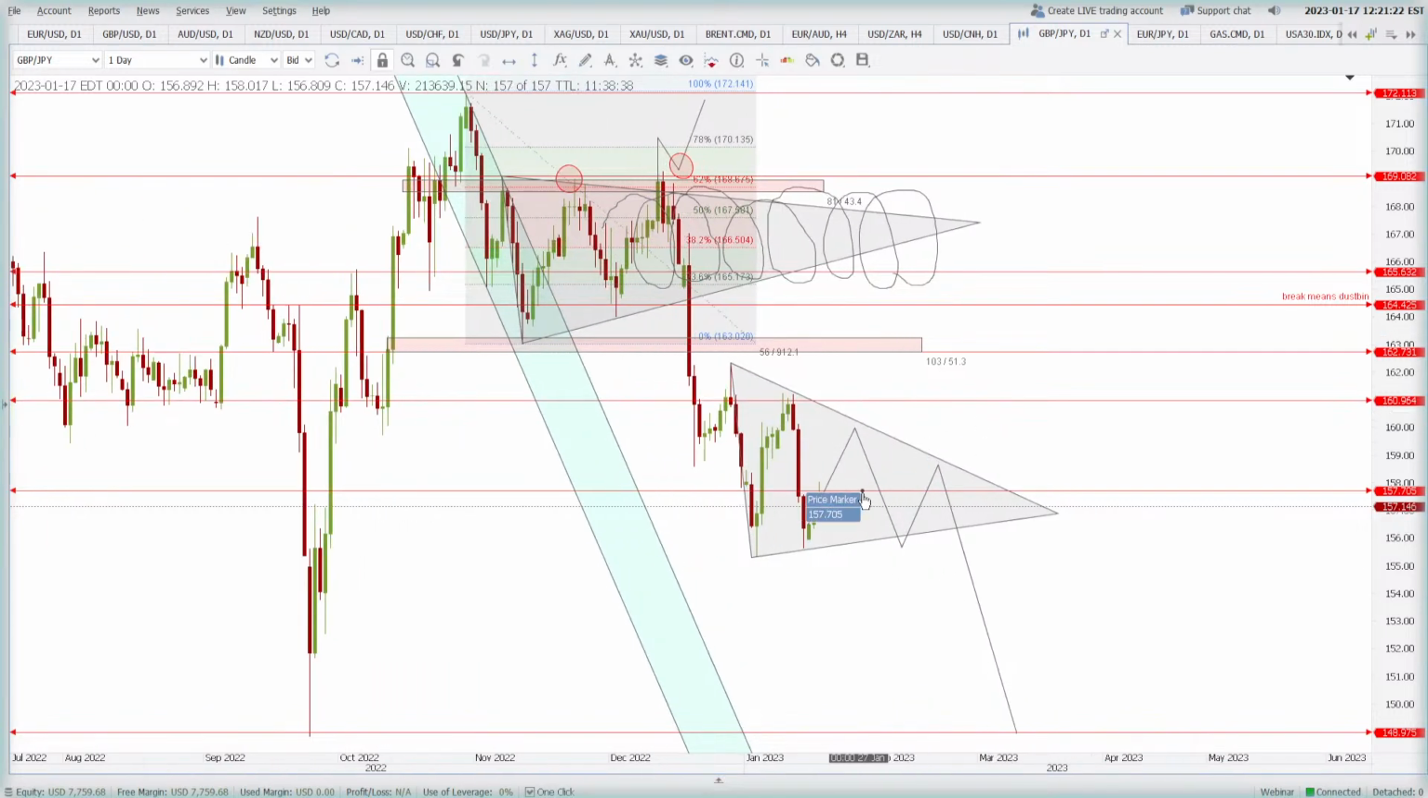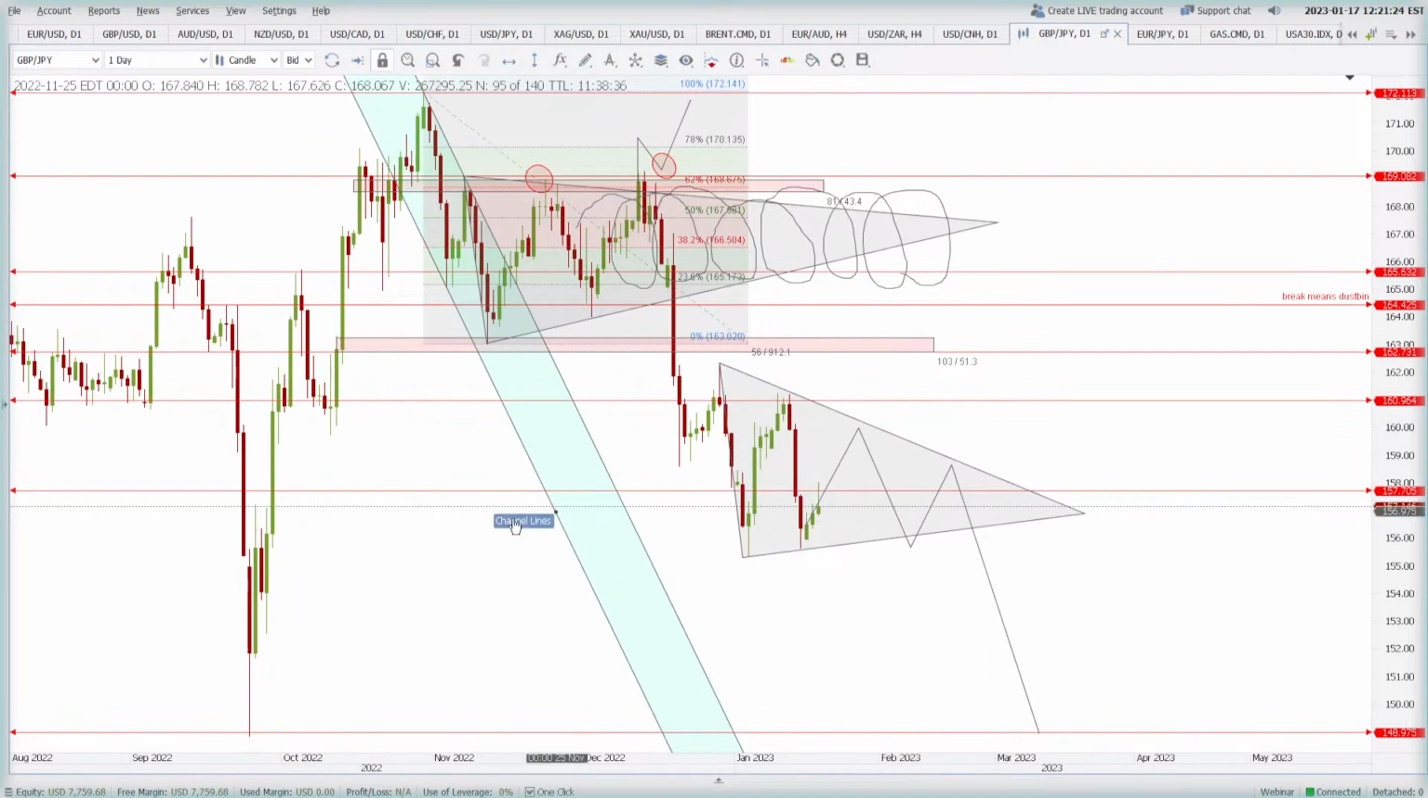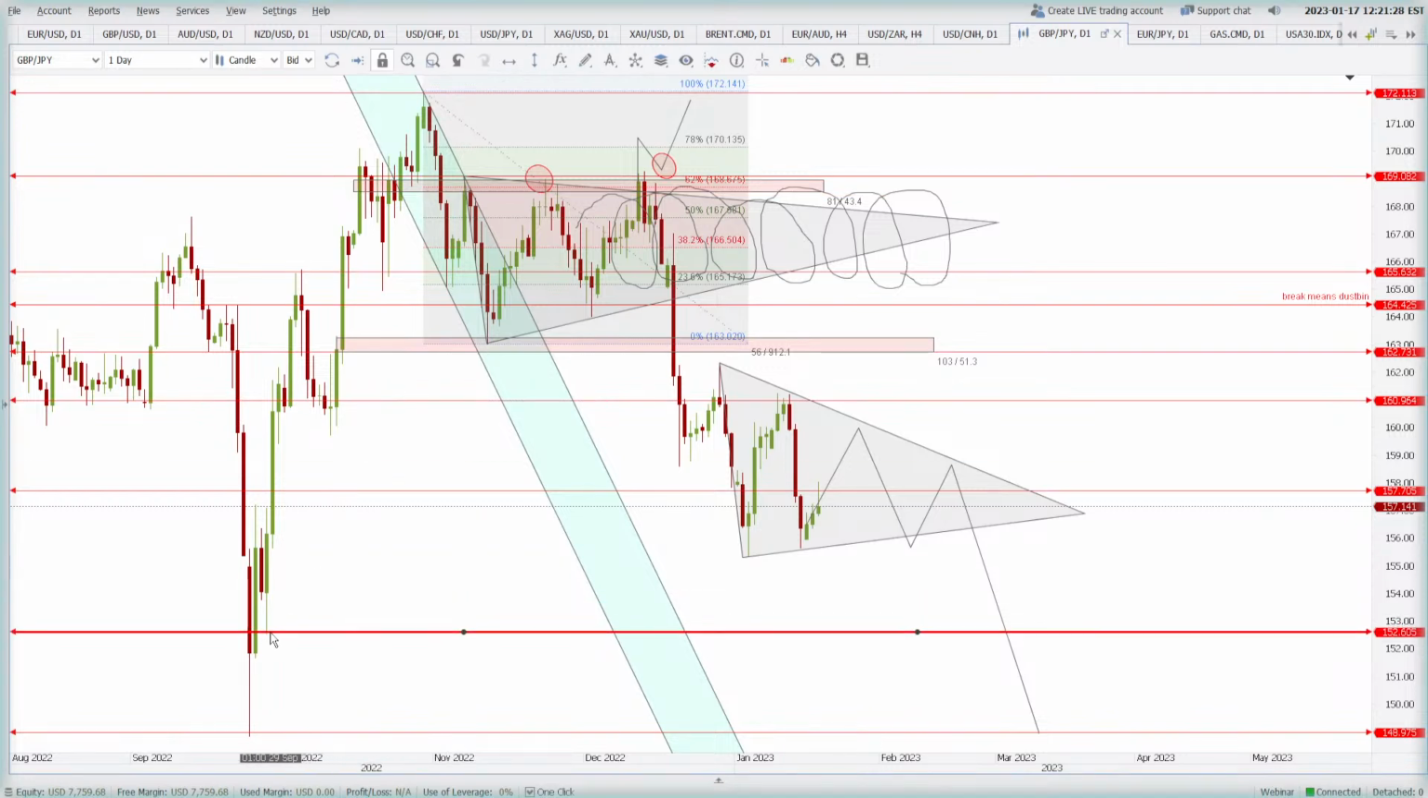And this is the recent high which the price has made, and this is a low which I would like to be tested before it moves all the way down to 148.97.